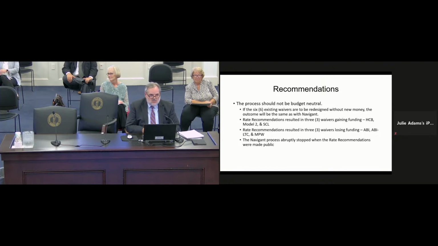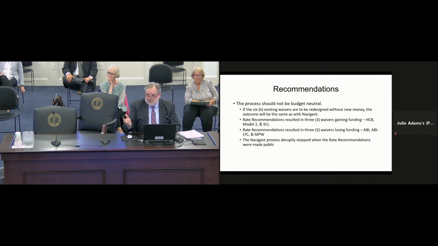3 of the waivers lost money, 3 picked up money. You will not hear from the winners. They will not call you and say, wow, this is awesome, we're getting more money. My friends behind me with the ABI waivers, they'll tell you more about this. They lost $1 in $7 that they had allocated previously on the rate study. 1 out of $7, 14.25%. That's pretty hard. Michelle P. lost some money on the rate study.